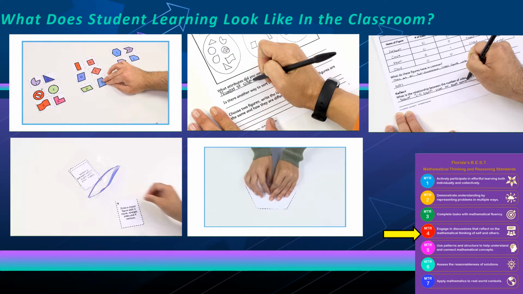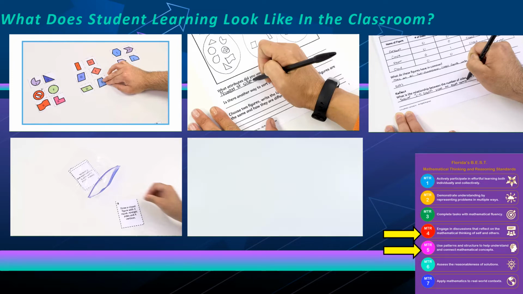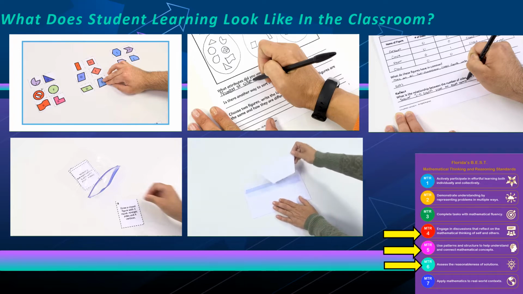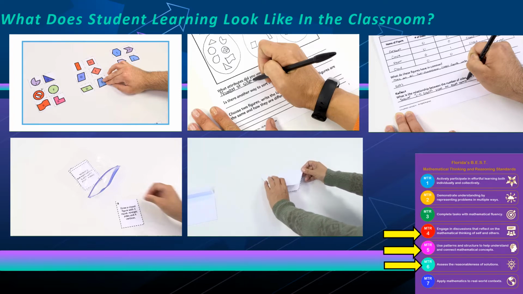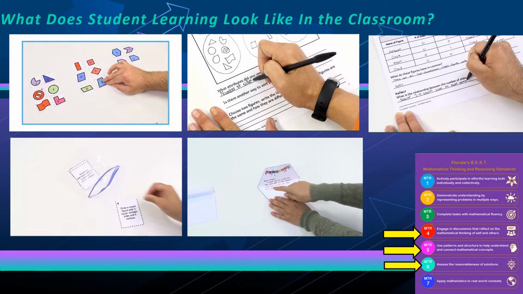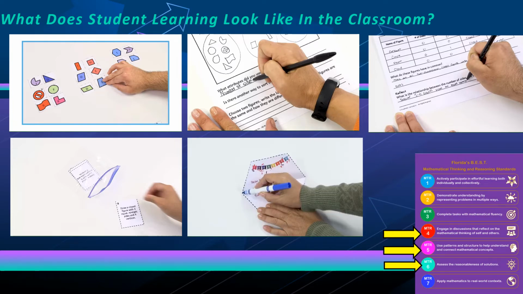As you can see, there is an MTR poster on the slide. So which MTRs align with this scope? MTR 4, engage in discussion that reflects on mathematical thinking of self and others. MTR 5, use patterns and structure to help understand and connect mathematical concepts. Students will analyze, classify, and identify two-dimensional figures.